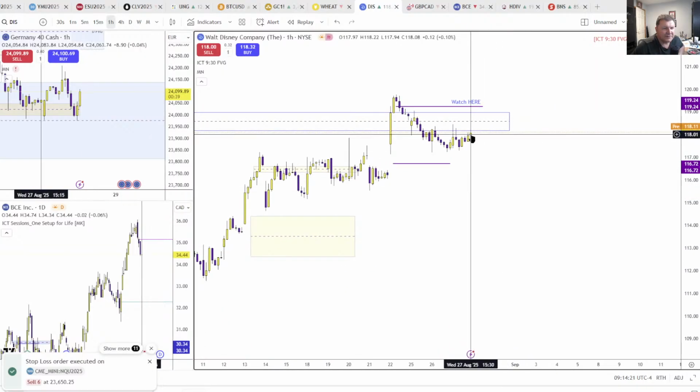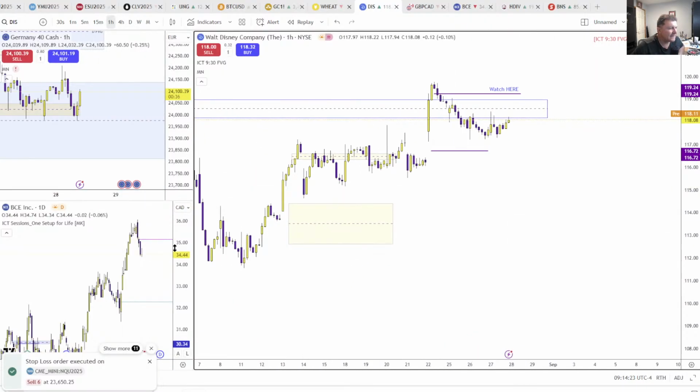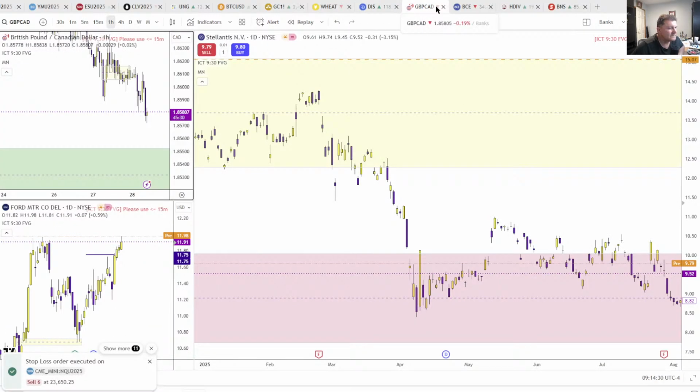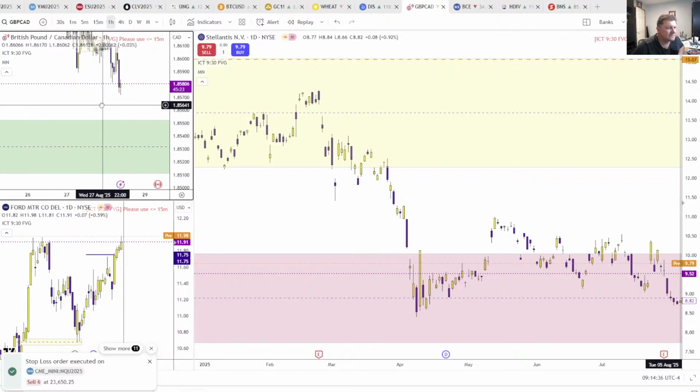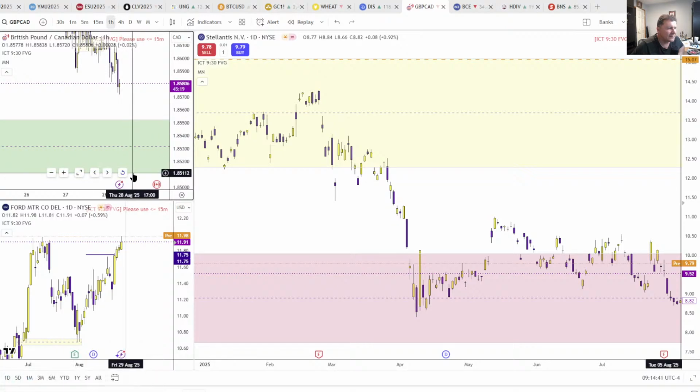Disney pre-market is still sitting here. British pound, I've got an objective down here in the 185s, 185.5 to 185.1.